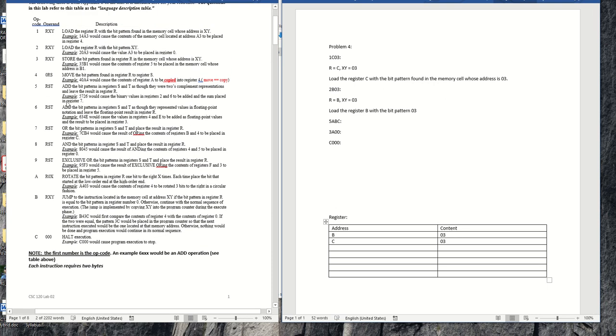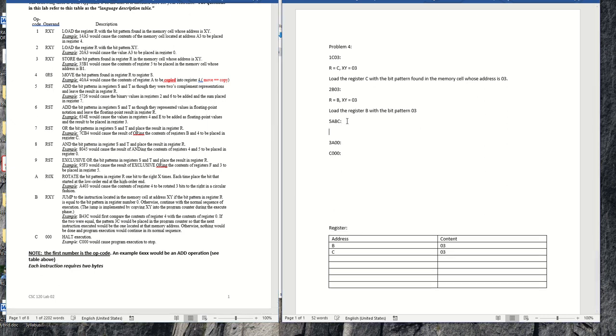All right, let's continue. Next instruction, 5ABC. So 5 is an add command: add the bit patterns in registers S and T as though they were 2's complement and leave the result in register R. So I'm going to line up the letters here. This says add the bit patterns in registers S and T. Well, in this example, S is B and T is C, since B is the third digit, just how S is the third digit, and T is the fourth digit, C is the fourth digit.